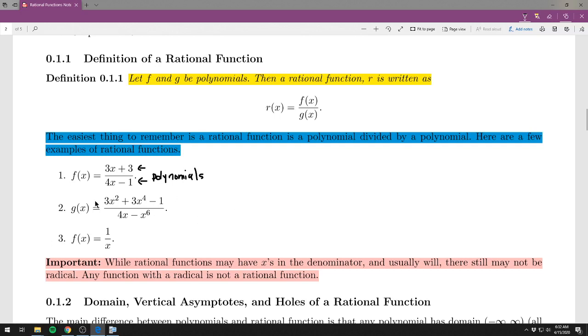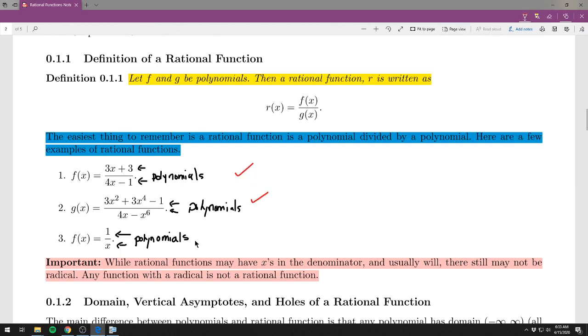Second one, same deal. The top 3x squared plus 3x to the fourth minus 1 and 4x minus x to the sixth are both polynomials. So that is in fact a rational function. And the last one, a pretty simple example, but we talked about why numbers are just polynomials. So 1 over x is also a rational function. The function 1 is a polynomial of degree 0. The function x is a polynomial of degree 1. So all three of these are rational functions.